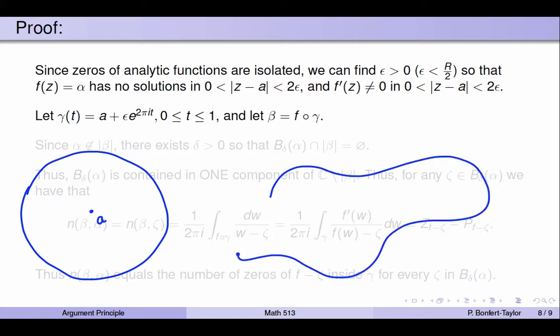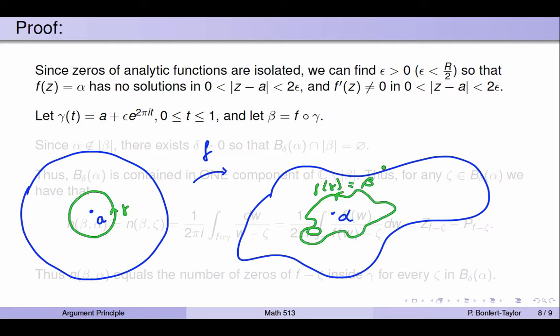So now let gamma of t be the boundary of that ball of radius epsilon. So it's A plus epsilon e to the 2 pi i t, and t is between 0 and 1, and beta is the image under f of gamma. So here's a picture of what might be happening. What we know for sure is that alpha, the image of A under f, is not on the trace of beta, because we chose epsilon so that f does not take the value alpha in the disk of radius 2 epsilon, and certainly not on gamma.